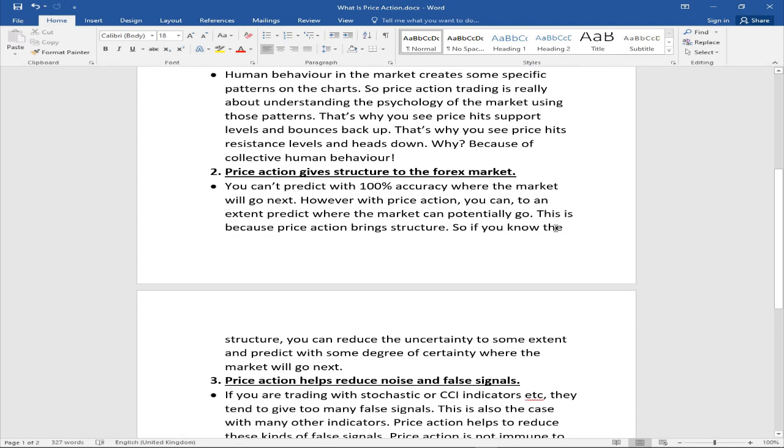Point number 2, it says price action gives structure to the market. The point says here you can't predict with 100% accuracy where the market will go next. However, with price action you can, to an extent, predict where the market can potentially go. This is because price action brings structure. Okay, so if you know the structure, you can reduce the uncertainty to some extent and predict with some degree of certainty where the market will go next. Okay guys, so like the point says here, you can't be 100% accurate.